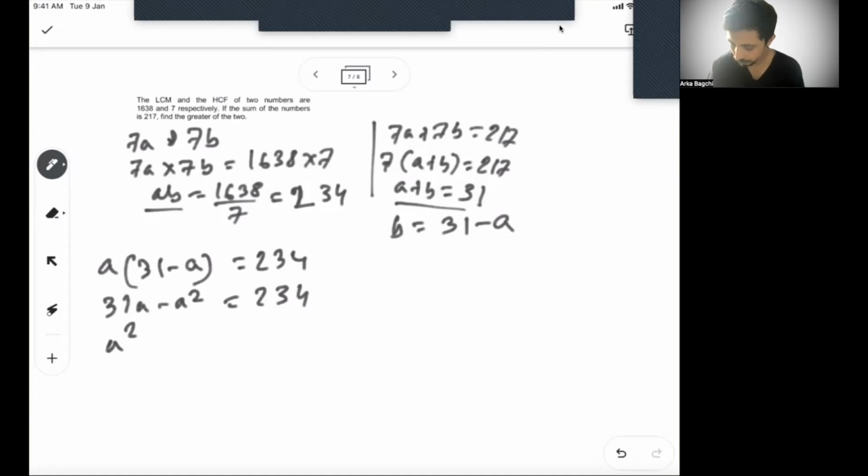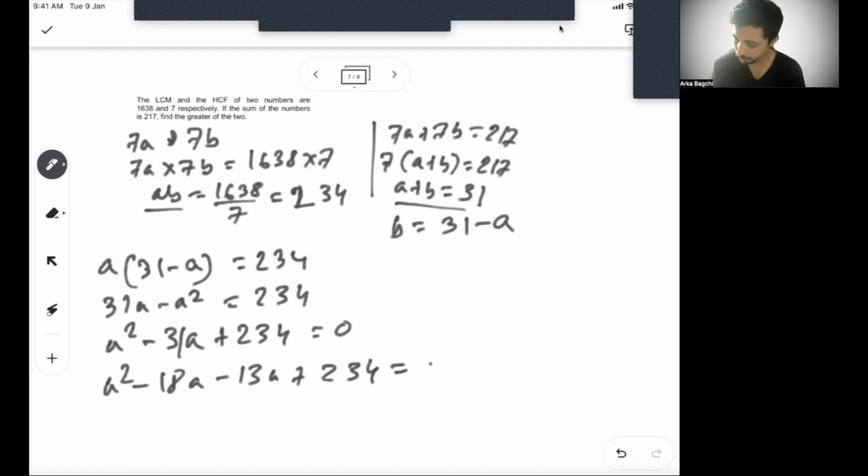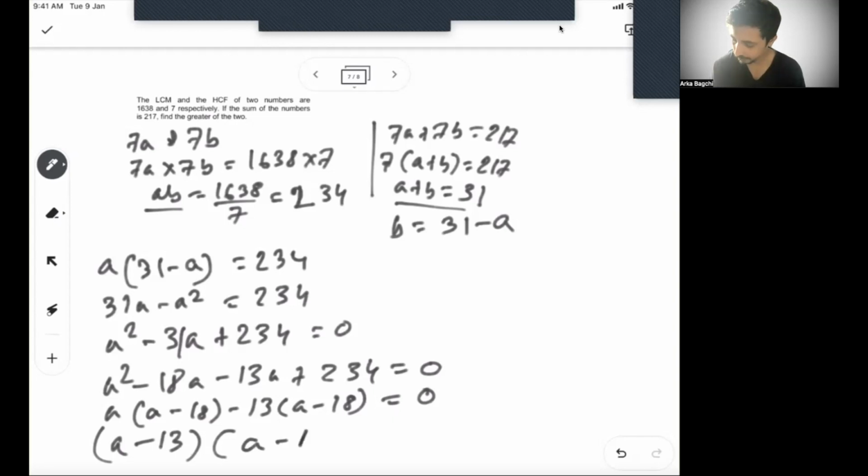If I take it on one side, it will become A square minus 31A plus 234 equal to 0. Now 31A, you can break it into 18 and 13, which multiplying both of them will give you 234. So A square minus 18A minus 13A plus 234 equal to 0. So A into (A minus 18) minus 13 into (A minus 18) equal to 0. So (A minus 13)(A minus 18) is equal to 0. So A can be 13 or 18.